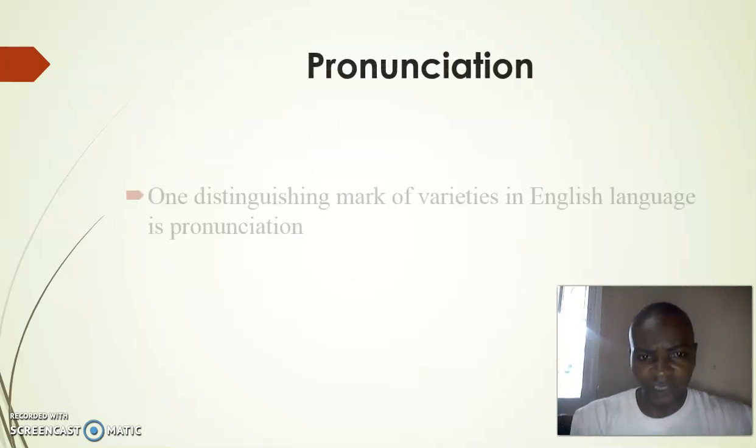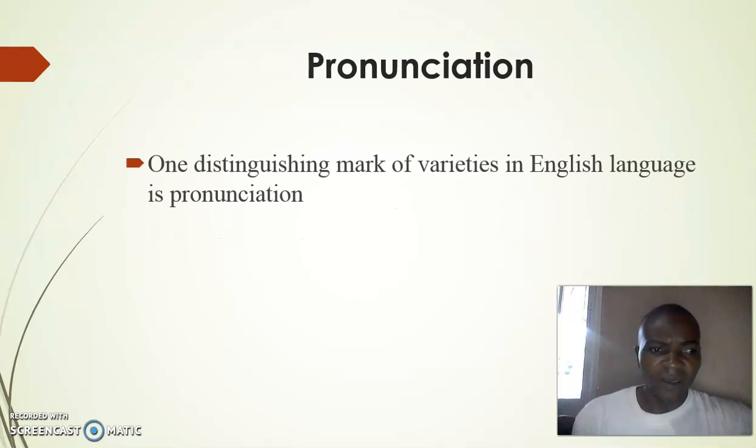Let's look at the influence in pronunciation. One distinguishing mark of varieties in the English language is pronunciation, because our local languages are framed in such a way that there are things that we cannot pronounce the way we pronounce English. There are certain sounds found in our local languages that we don't have in English, and there are certain sounds found in English that we don't have in local languages.